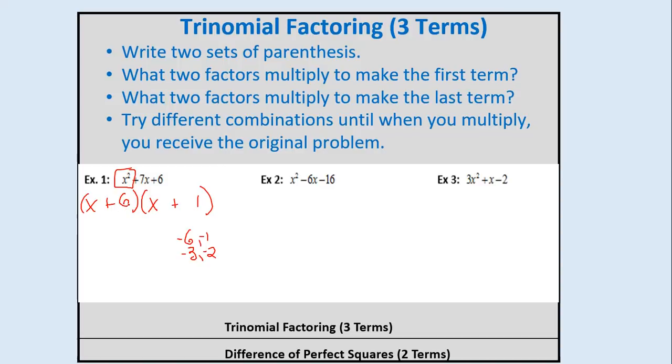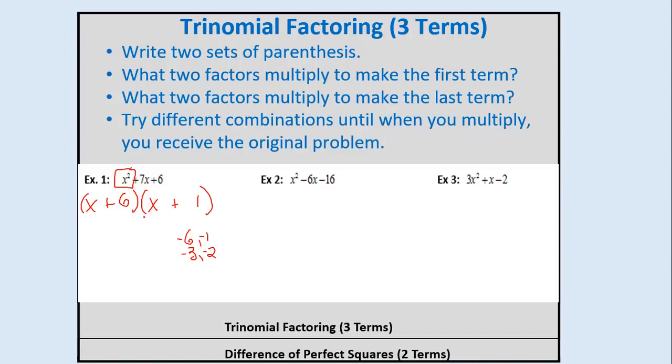So, let's refactor. Basically, I want to see, do we get a 7x? So I'm going to multiply my outsides and my insides to see if I get 7x. So 1 times x is 1x, 6 times x is 6x. 1x and 6x makes 7x. So it looks like I am completed. I have factored that equation. If I would have tried a 3 and a 2, we would have gotten 5x, which wouldn't have been right.